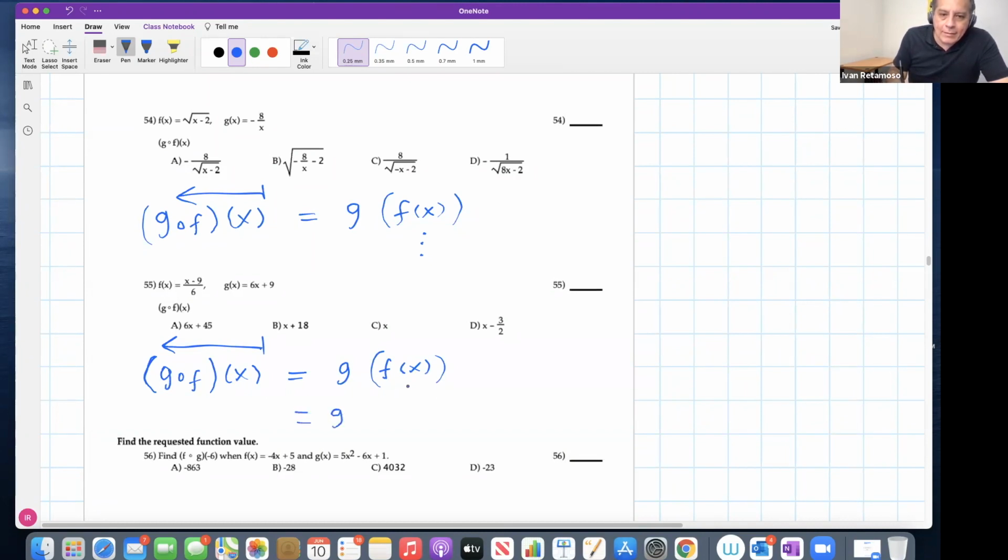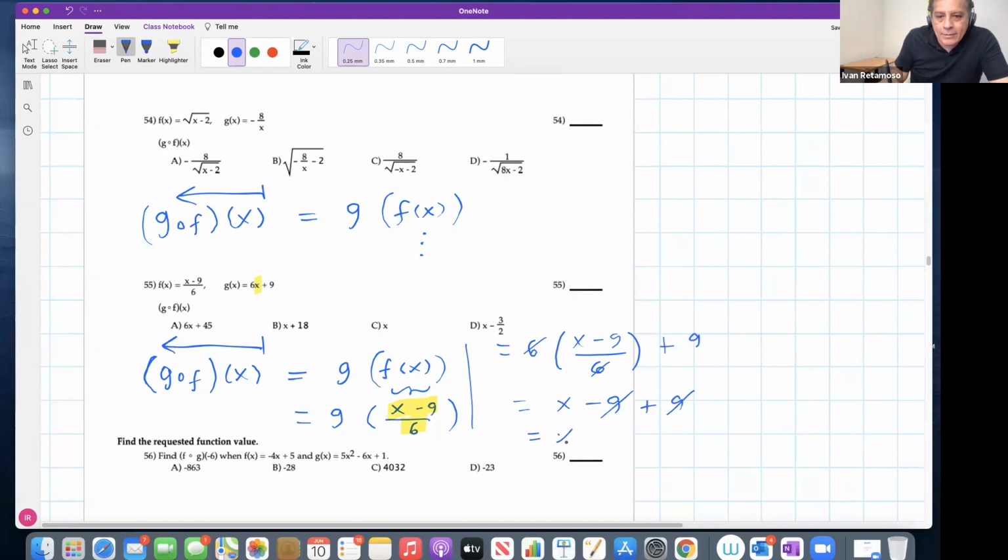But what is this F of X? According to this, it is X minus 9 over 6, right? That must be placed wherever you see X here on the function G, right there, 6X. So if you do that, then you're gonna get that this will be equal to 6 multiplied by X minus 9 over 6, plus 9, right? But notice 6 and 6, they cancel. So I get X minus 9 plus 9, but minus 9 plus 9 is 0. So this is, believe it or not, guys, x.